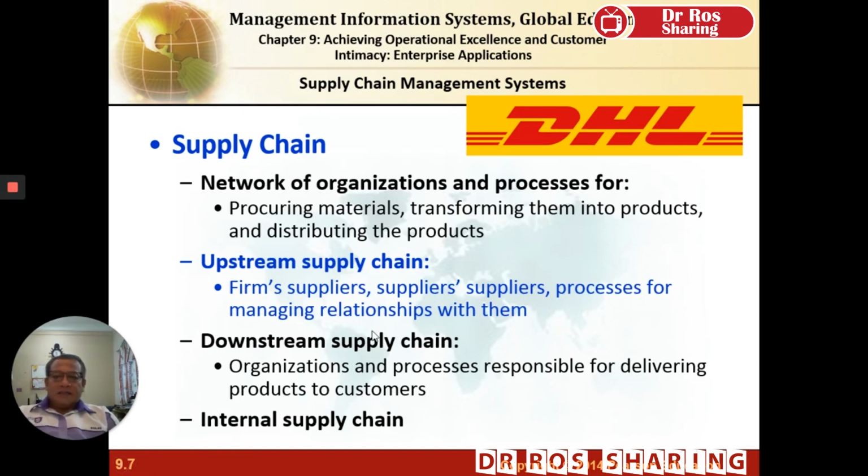So basically, SCM, supply chain management, is focusing on the upstream supply chain, which is at the upper part of the supply chain. For example, from the supplier, of course, the supplier also has their own supplier, and the process of managing the relationship with your supplier. So this is basically about handling the upper process of your production line.